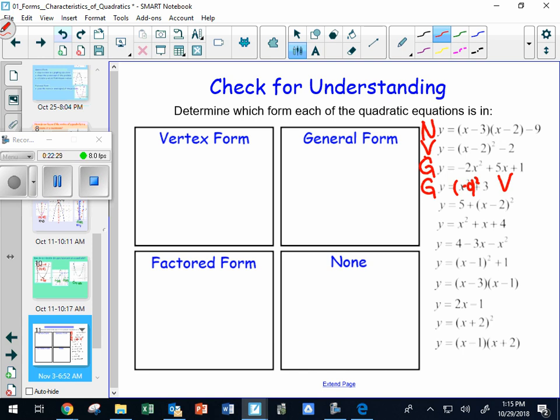This one, what do people say? Vertex? What about this one? General. General again? All right, let's see. Is this one vertex? Oh, I think we found our first factored, right? Yes? All right, what about this 2x minus 1?